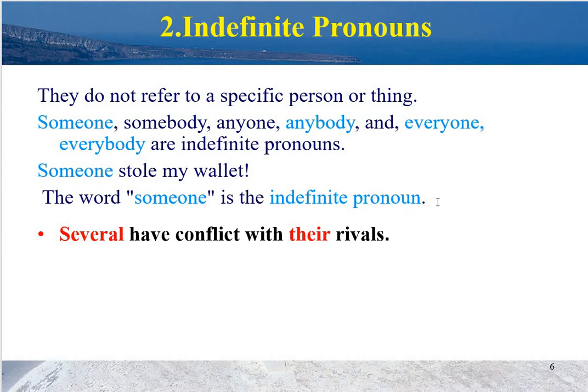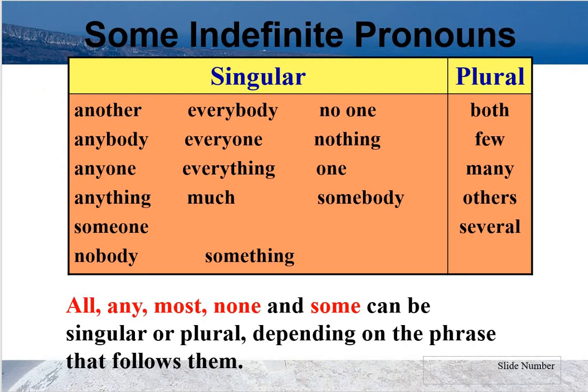Sometimes we are not willing to reveal the name of the person. Sometimes we don't know about someone. That's why we use the word somebody, anybody. Several have conflict with their rivals. Several is also indefinite pronoun. Some indefinite pronoun chart has been shared with you.